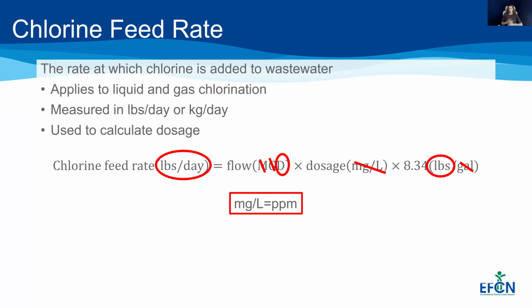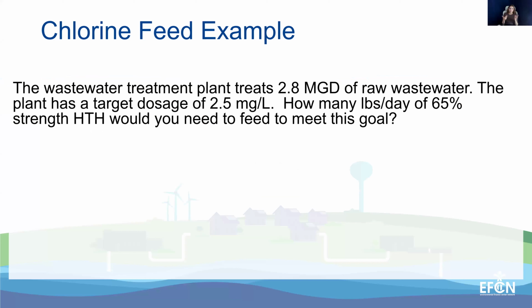So let's go over a quick example of that. This is what that kind of problem may look like to calculate what kind of feed we want to add to wastewater. A wastewater treatment plant treats 2.8 million gallons a day of raw wastewater. The plant has a target dosage of 2.5 milligrams per liter. How many pounds per day of 65% strength HTH would you need to meet this goal?